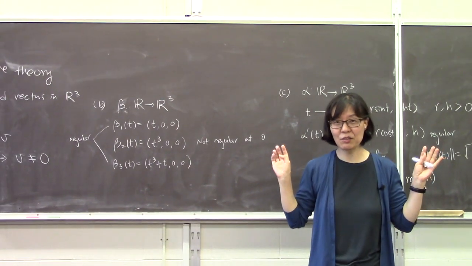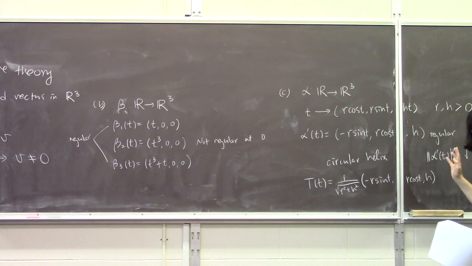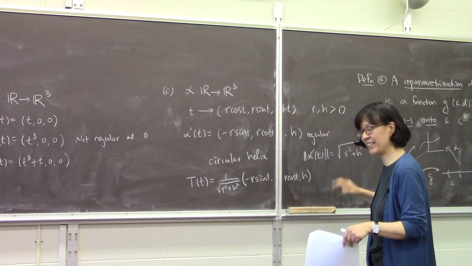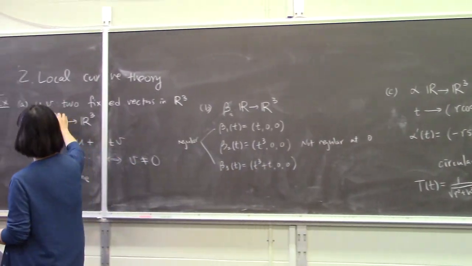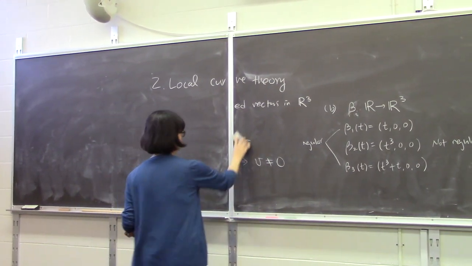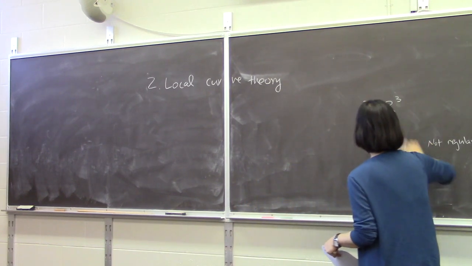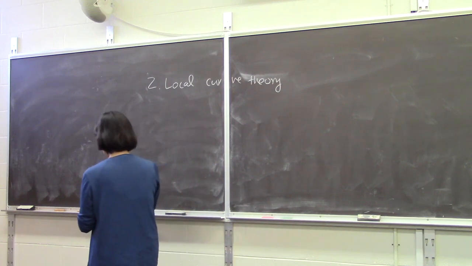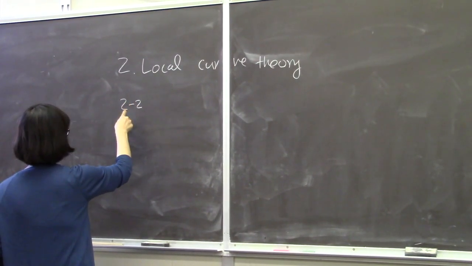Okay, everything okay so far? Actually, it's not that bad so far. It's kind of a review of the calculus 3 we had, right? Okay, then the next section is 2.2, arc lengths.